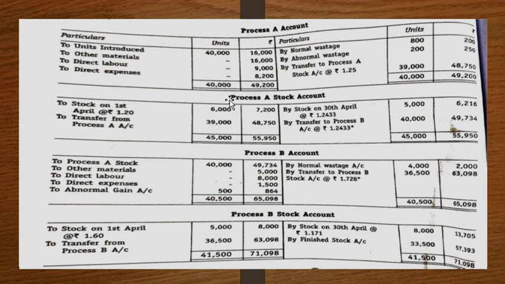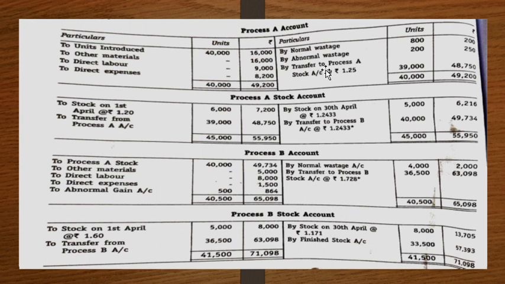So if you compare, your input is more than your output. That means there is a loss. Whenever the input is more than your output, there is a loss in your output column. So that loss will be told as abnormal wastage. So by abnormal wastage, how much is that loss? 40,000 minus 39,000 minus 800 will give you 200. So 200 is the difference. So abnormal wastage is 200 units.